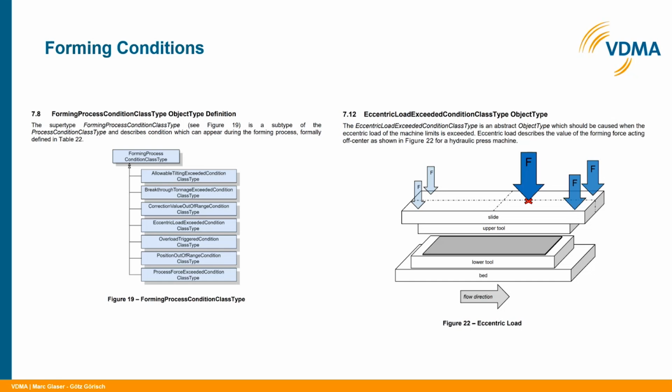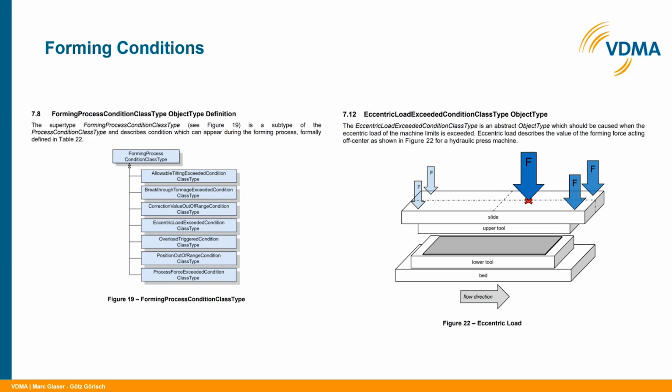Next to the cyclic process value type, we also implement some forming conditions, and we call it the forming process condition class type. Within that forming process condition class type, we define some functionalities or characteristics that can occur during a forming process. On the right side, you see the eccentric load exceeded condition class type, which I tried to make a kind of figure to give you some more information about what happens if the eccentric load is exceeded.